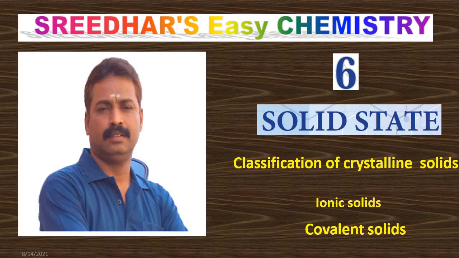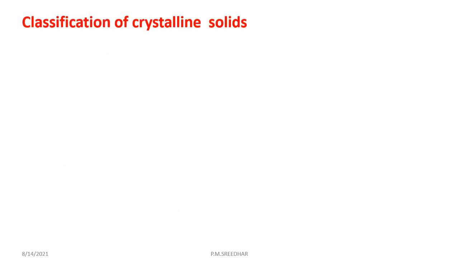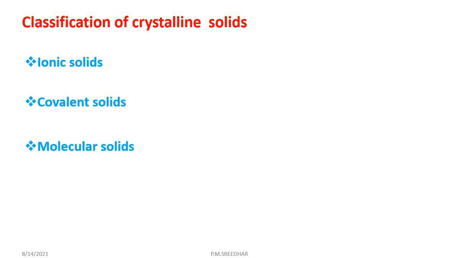In this video, we learn about classification of crystalline solids, ionic solids and covalent solids. Classification of crystalline solids is based on the type of bonding that takes place between the constituents. What is meant by constituents? As far as a crystalline solid is concerned, constituents may be atoms or ions or molecules. Based on the type of bonding, crystalline solids are classified into ionic solids, covalent solids, molecular solids and metallic solids.